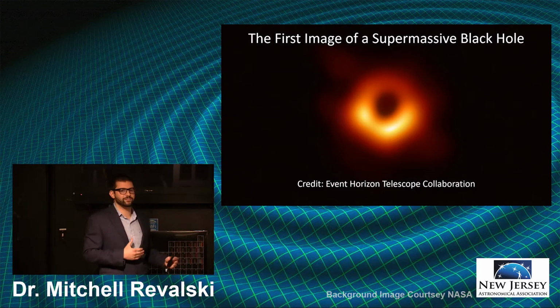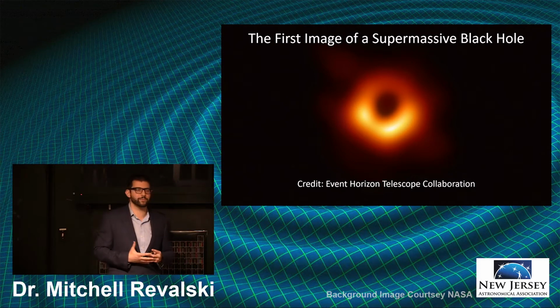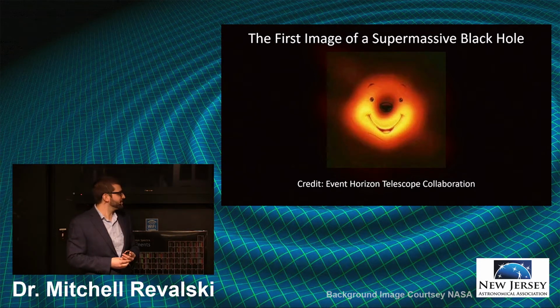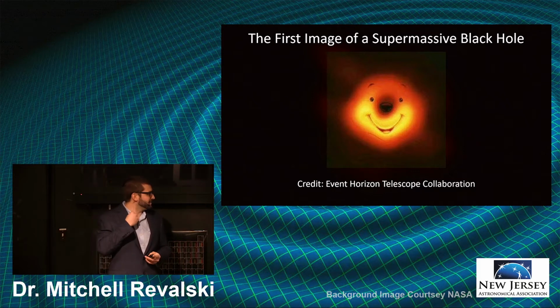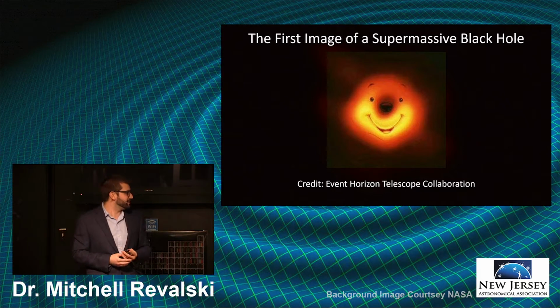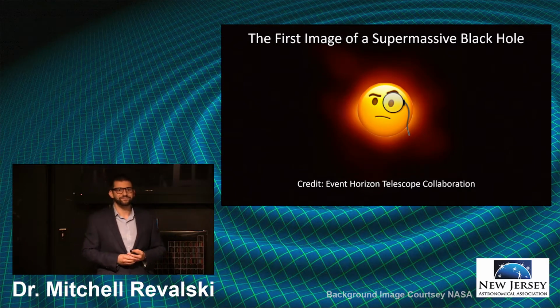As soon as this came out, some people tried to do some alternative processing to try to pull a little bit more information out. This is one of my favorites. Apparently the AGN in M87 really loves Winnie the Pooh. But that's enough of that. Let's get really serious now.